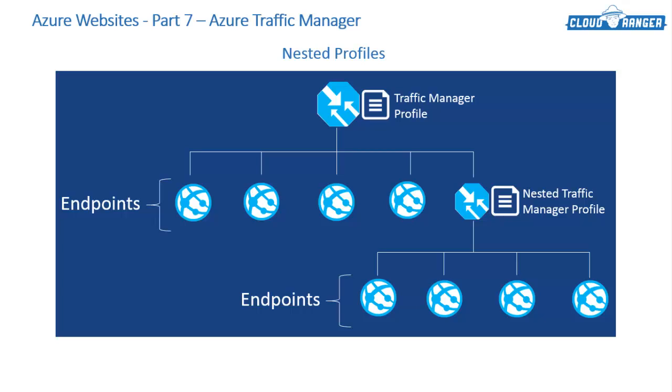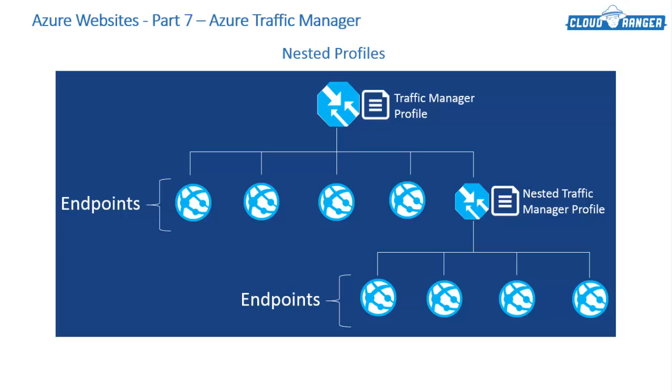I know it's been a long video and there was quite a bit to absorb, but this is the last slide, I promise. There's one thing called nested profiles. So you can do something much, much more complex with Traffic Manager. So far I have told you that Traffic Manager could have endpoints such as web apps or cloud services. It can have one more kind of endpoint as well, which is another Traffic Manager profile. So one Traffic Manager will point to another Traffic Manager, which will have its own endpoints.